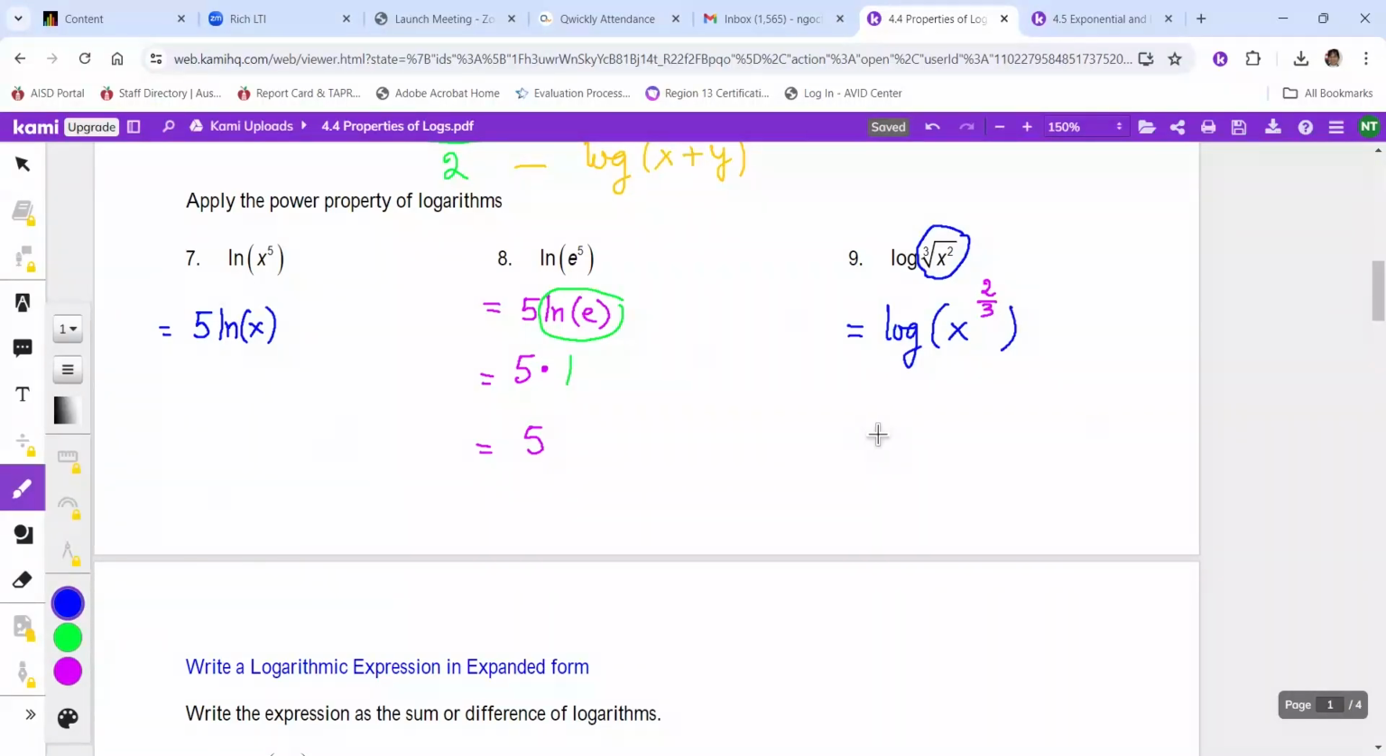Okay, now next we apply the power properties. So I'm going to bring the power, which is the fraction 2/3, in front of the log. So we multiply 2/3 by log of x. And again, we cannot simplify any more, so we stop.